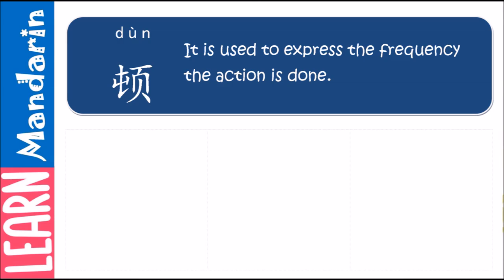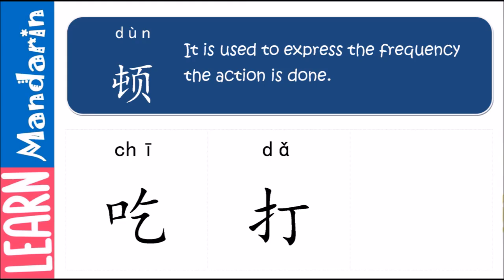Another measure word is 顿, which is used to express the frequency of the action is done. Examples are 吃一顿, 打一顿, 骂一顿.